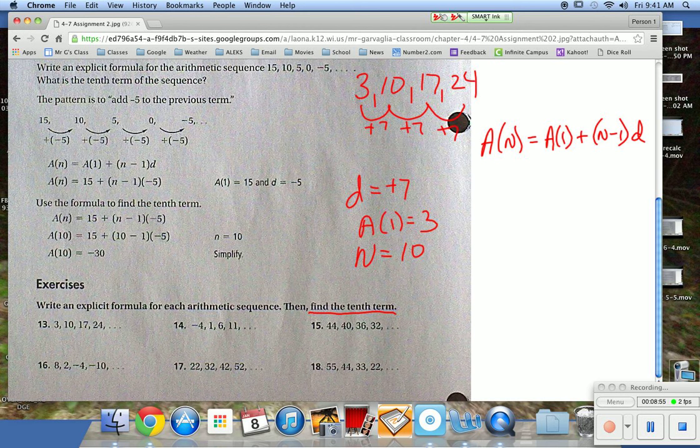Okay. You can add each one out here till you get to the 10th term if you want. But this is a much easier way. I've got A, what's my N? 10. What's my A1? So my N is 10 here, right? 10 minus 1. What's my D? Yeah, 7. So, yeah, it's a 10 in there.